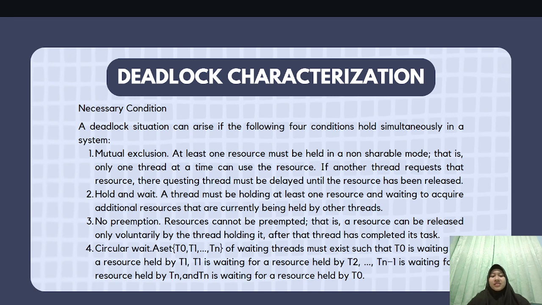The fourth one is circular wait. A set T0, T1, and so on up to Tn of waiting threads must exist such that T0 is waiting for a resource held by T1, T1 is waiting for a resource held by T2, and so on, until Tn minus 1 is waiting for a resource held by Tn, and Tn is waiting for a resource held by T0. So it moves like a circle.